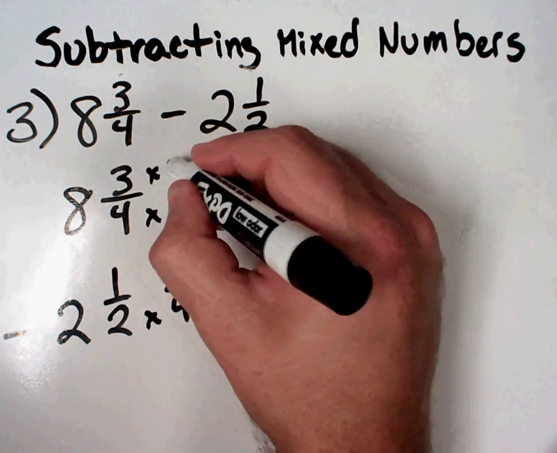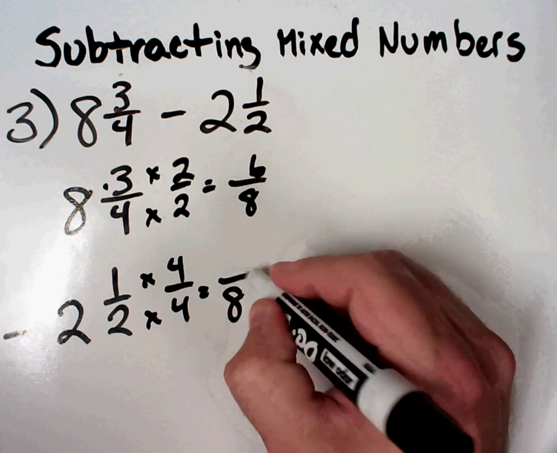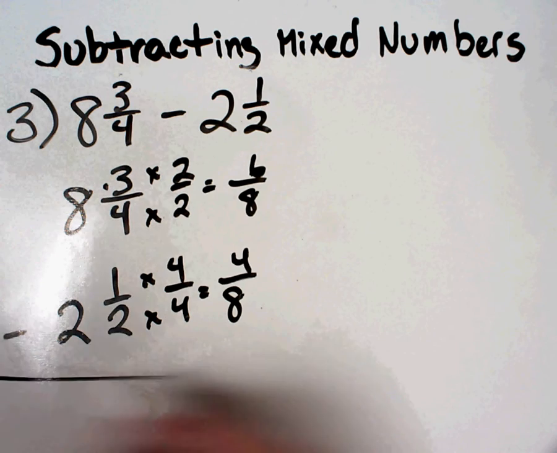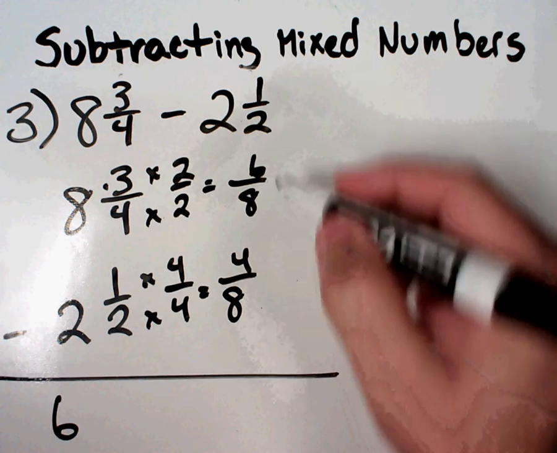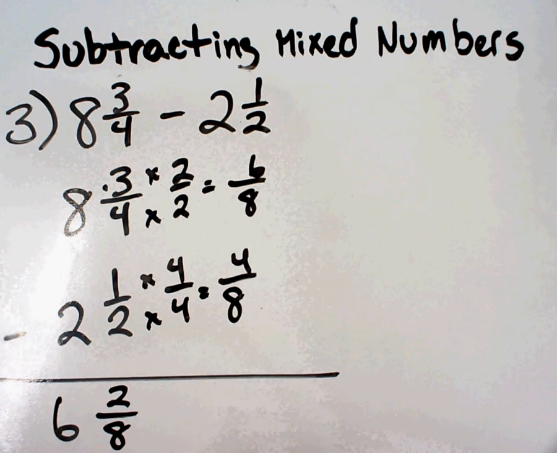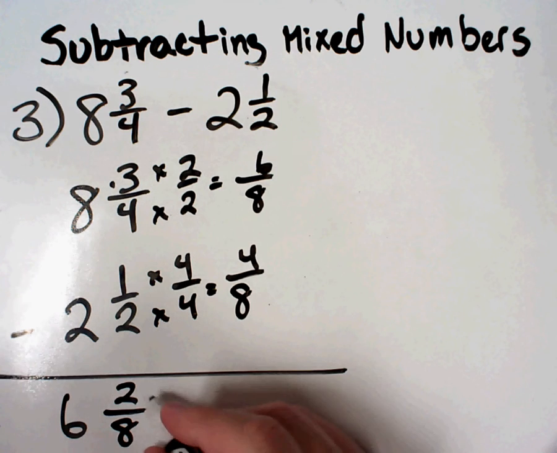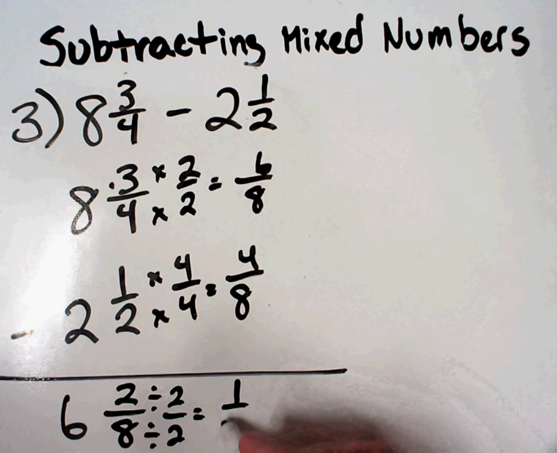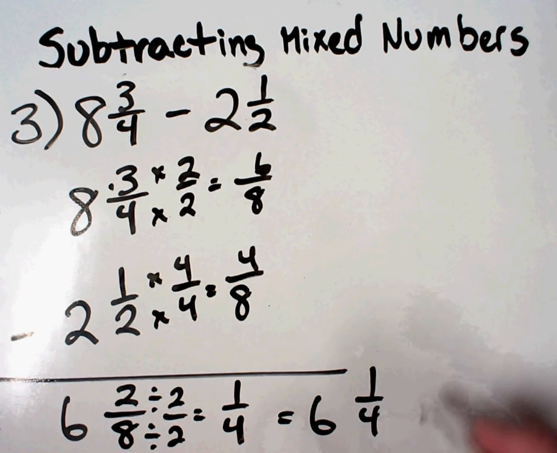Whatever I do to my denominator, I also have to do to my numerator. So I'm going to get 6/8 and 4/8. All right, I don't have to regroup here, which is good. So 8 minus 2 gives me 6, and 4/8 minus 2/8 gives me 2/8. I can simplify 2/8 by dividing top and bottom by 2. So my final answer ends up being 6 and 1/4.